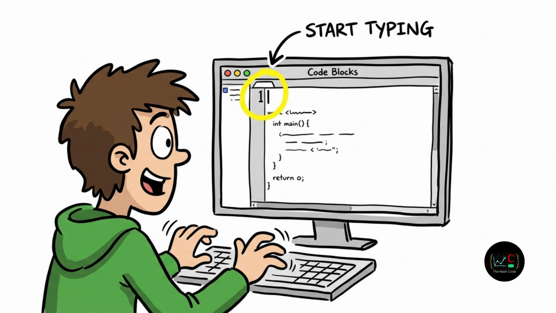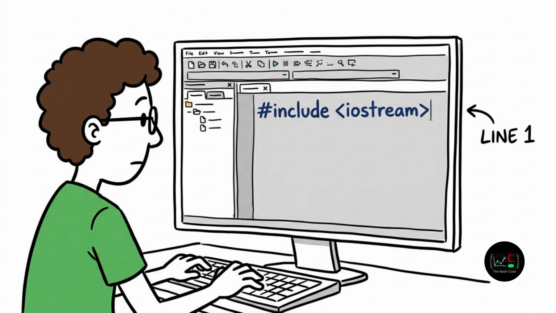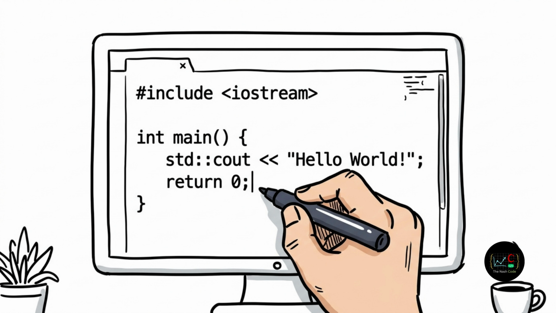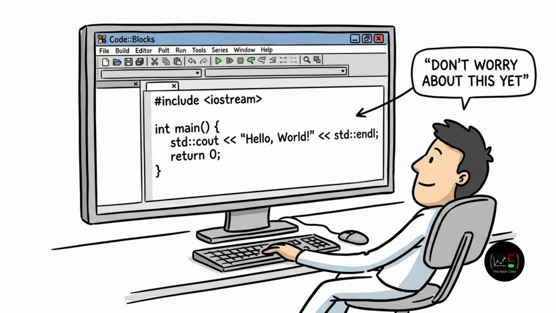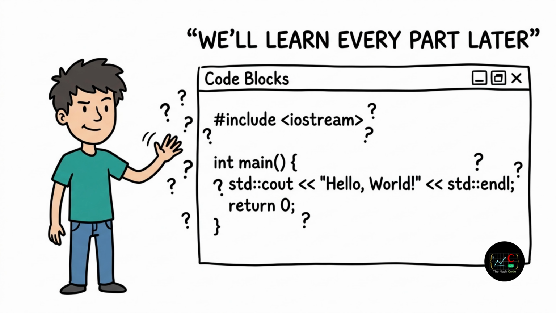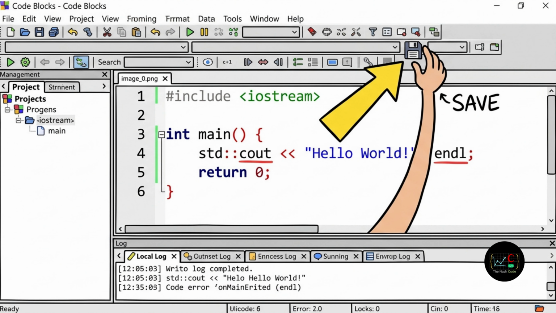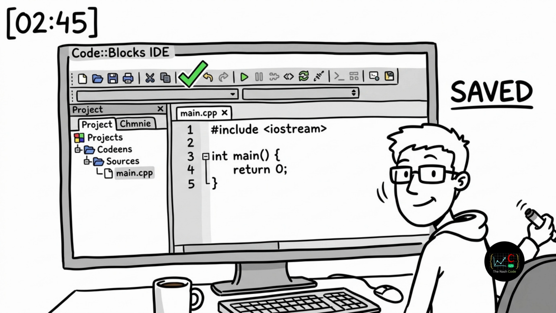Let's write something. Click inside the editor and type #include <iostream>, int main parentheses, open brace, std::cout, then quote hello world quote, semicolon, return 0 semicolon, close brace. Don't worry about understanding this code yet. We're going to learn every part of it later. For now, we're simply using it to understand how Code::Blocks works. Now press Save.